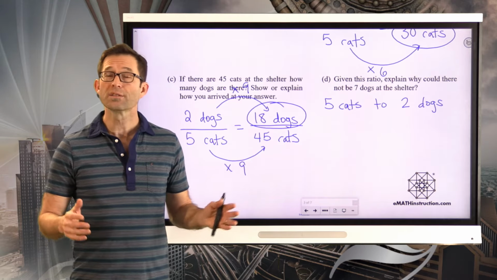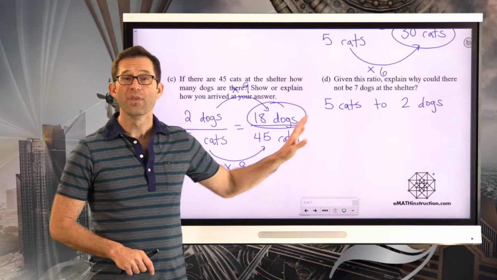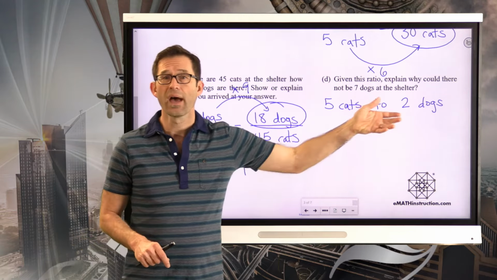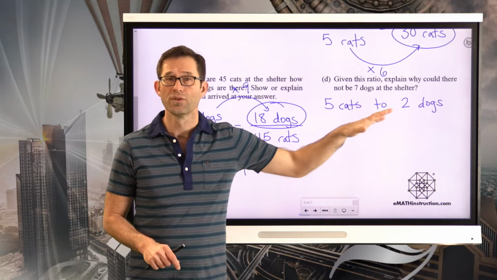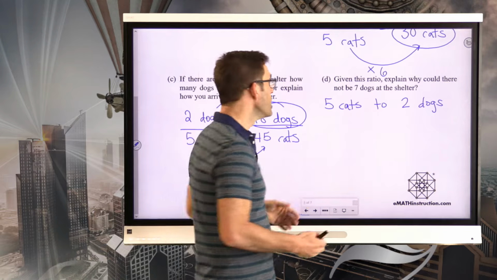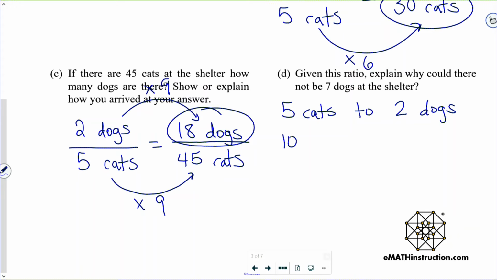All right, well, it's pretty much this simple, right? This ratio is as simplified as it can get. So it's not 6 cats to 2 dogs, it's 5 cats to 2 dogs. Now, if you think about starting to scale this, if we scaled it by a factor of 2, we'd have 10 cats to 4 dogs.